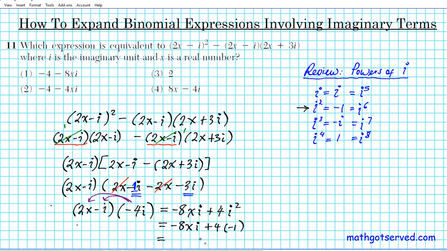And then our final answer, if you write it in the standard form for complex numbers, is going to be negative 4 minus 8xi. Okay, negative 4 minus 8xi. And the answer to question number 11 is option number 1. So this is how you can expand binomial expressions involving imaginary terms.